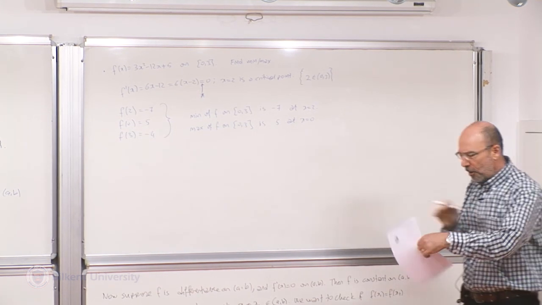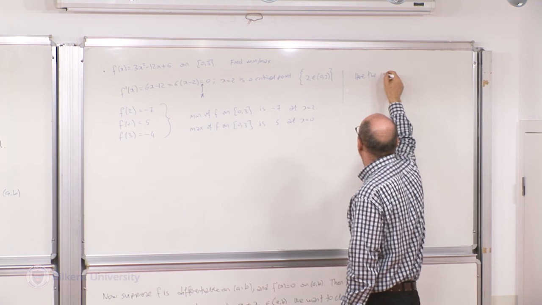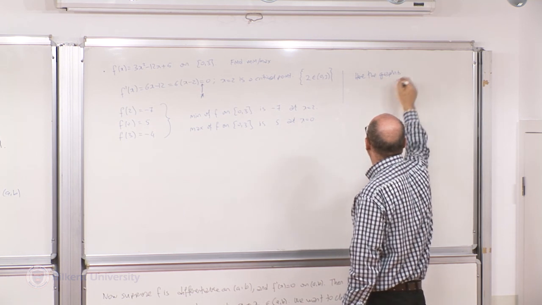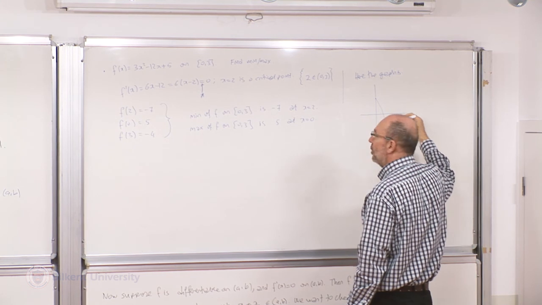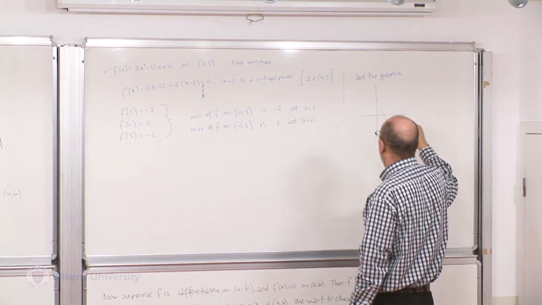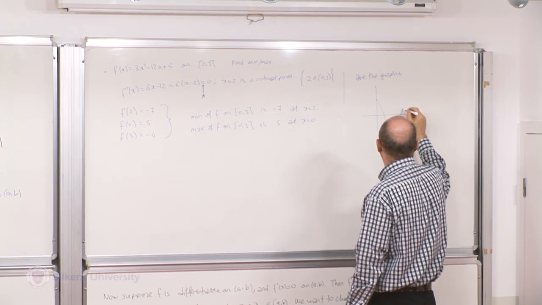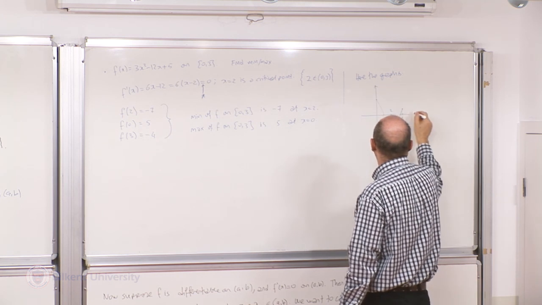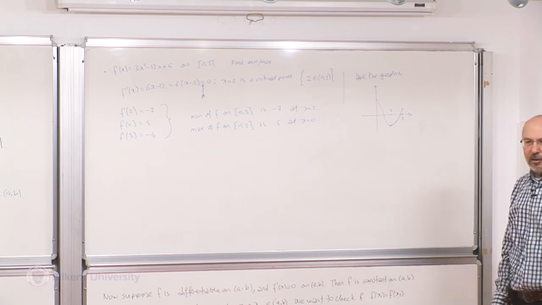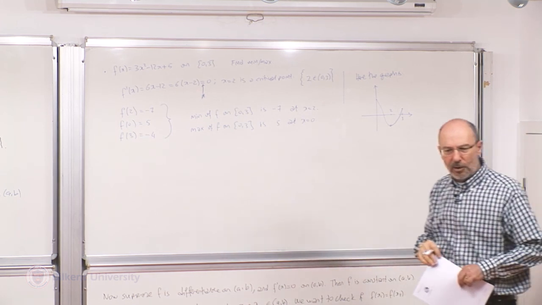So in this case, let me sketch the graph. Here the graph is something like this. At 0, it starts from here. Then it goes down to minus 4, and then at 3, it goes up to, well, it's not a straight line. Then it goes up like this. So this is 3, this is 2, and this is 0. This was the shape of the graph, but we didn't need to look at this. So let's stop here and take a break.